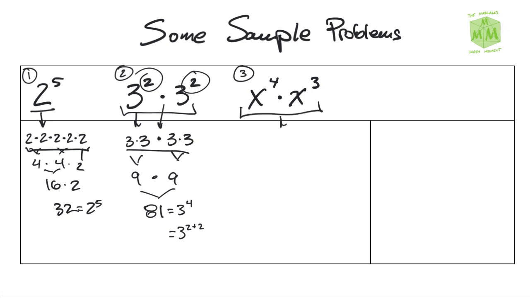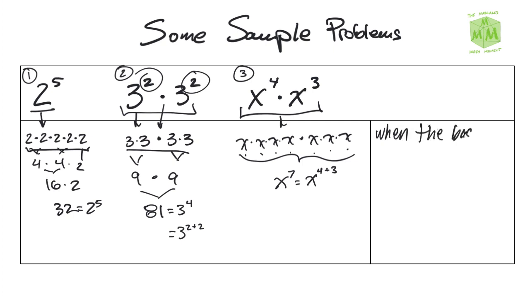Let's see what it looks like with variables. I'm going to expand it out: x times x times x times x times x times x times x. How many x's are there here? 1, 2, 3, 4, 5, 6, 7. So this is really x to the 7, which, if you'll notice, means x to the 4th plus 3. 4 plus 3 is 7.